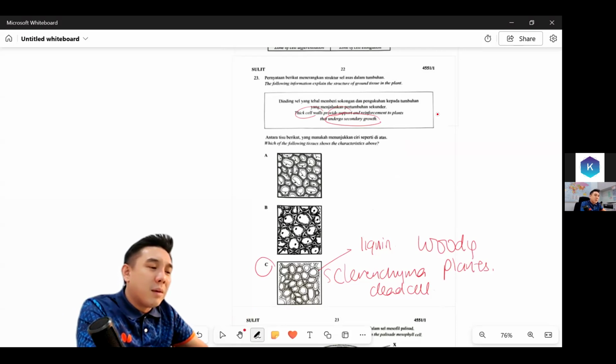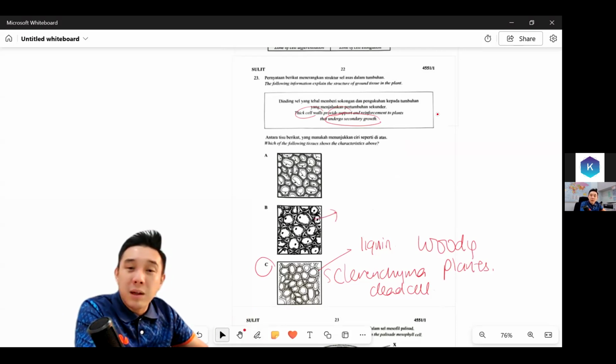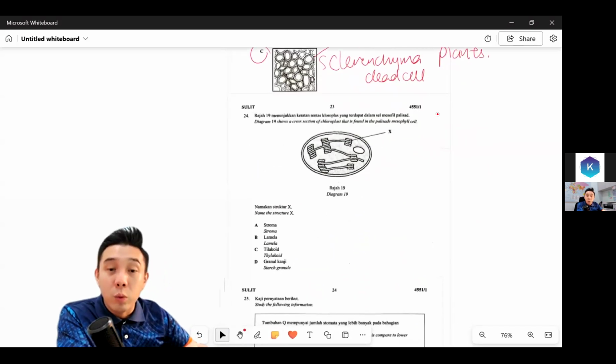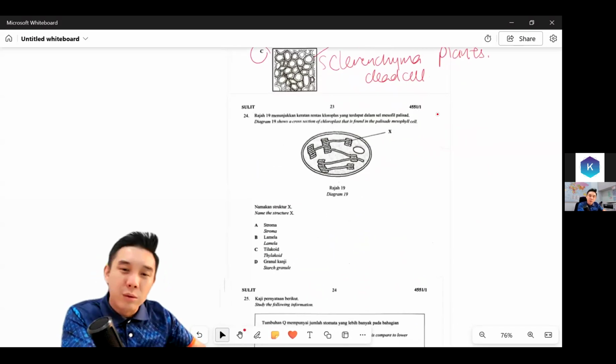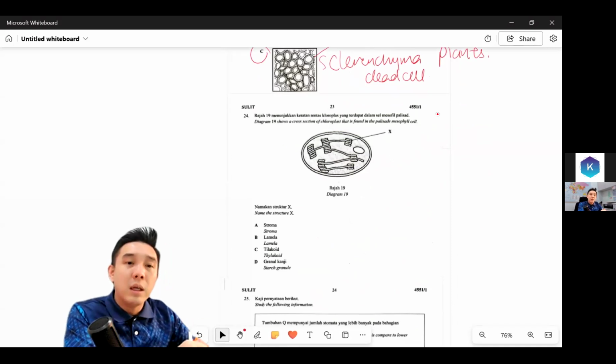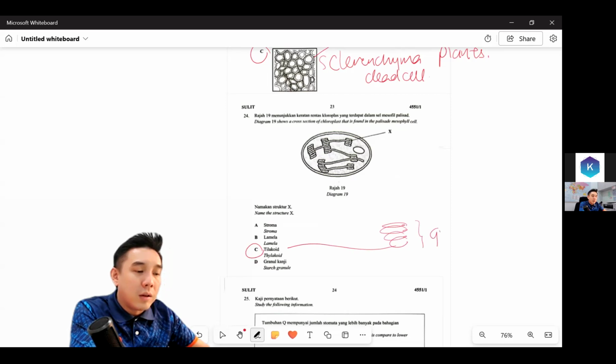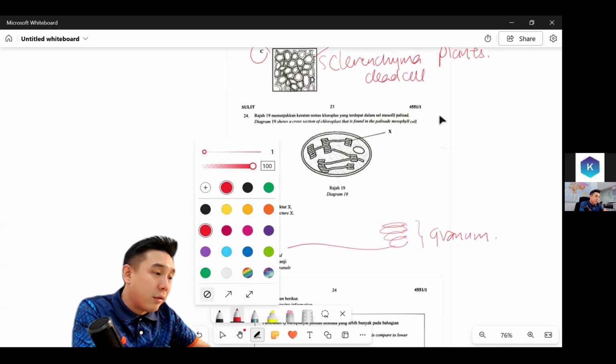It's not parenchyma and it's not collenchyma. But sir, collenchyma also provides support. Yes, herbaceous plant. Herbaceous plant means tumbuhan herba. Tumbuhan herba means non-woody. Non-woody means tumbuhan tidak berkayu. Flowers, grass, all those. Okay, 24 answer is C because of many thylakoids. This is one thylakoid, but the whole thing is known as a granum.